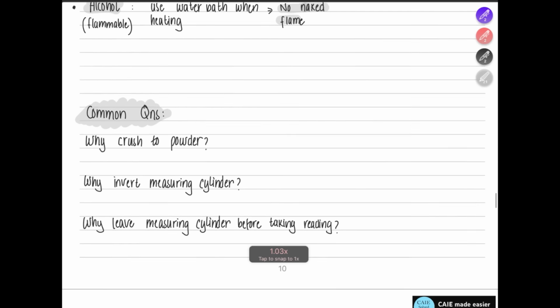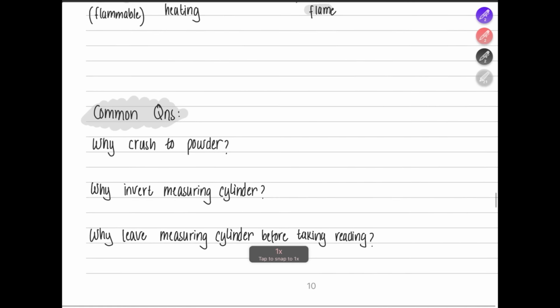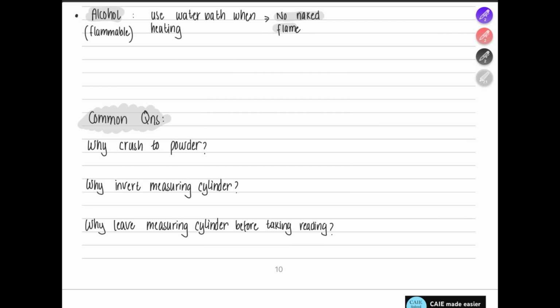Now, these are some three common questions, and let's try to answer them. First of all, why would we crush a substance or material to powder before carrying out the reaction? When we crush, we increase the surface area, more surface area, so this is going to increase the rate of reaction.